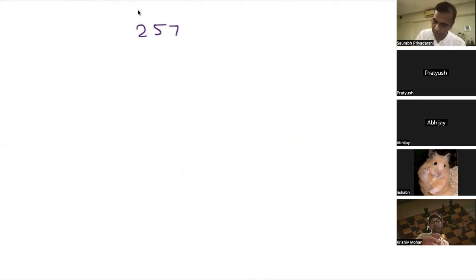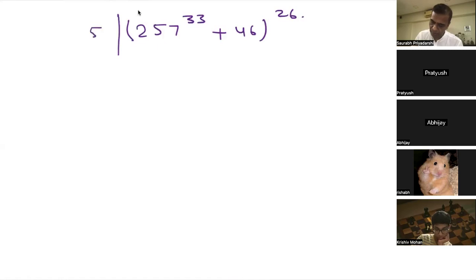(257 to the power 33 plus 46) whole to the power 26, when divided by 50, leaves what remainder?